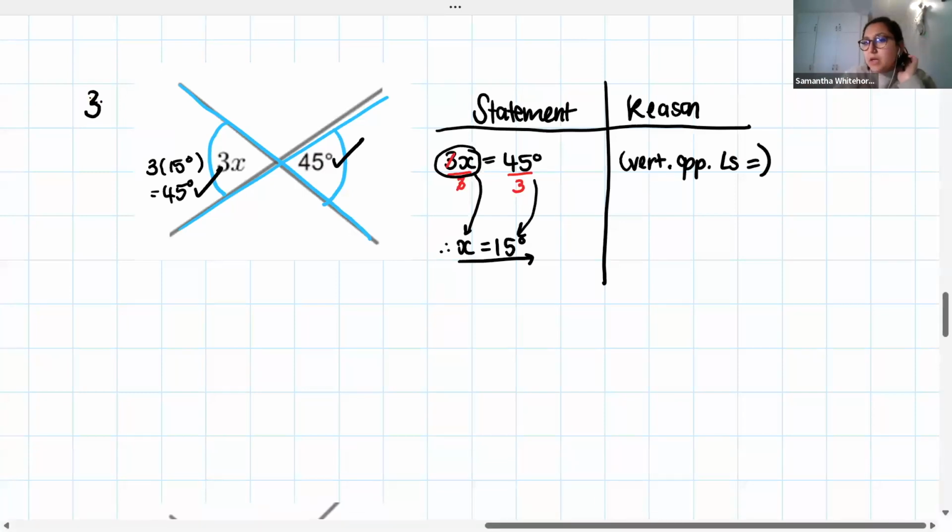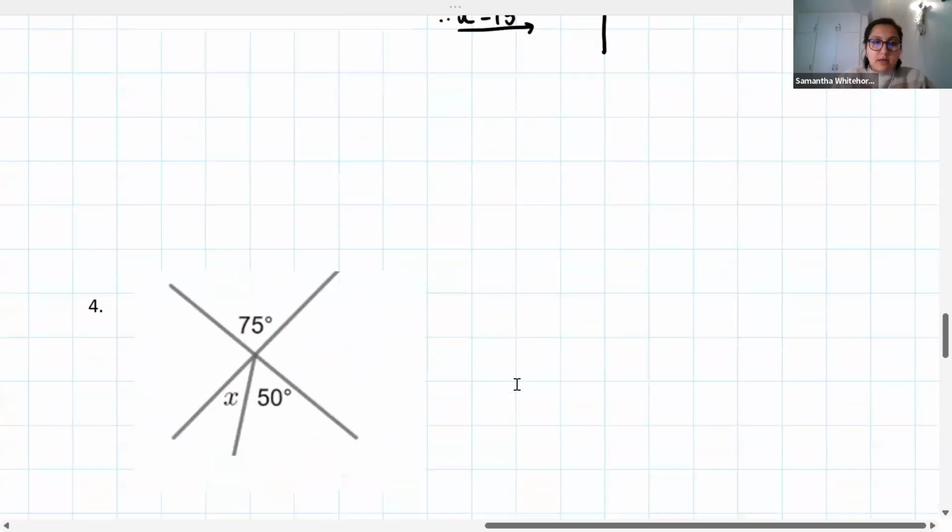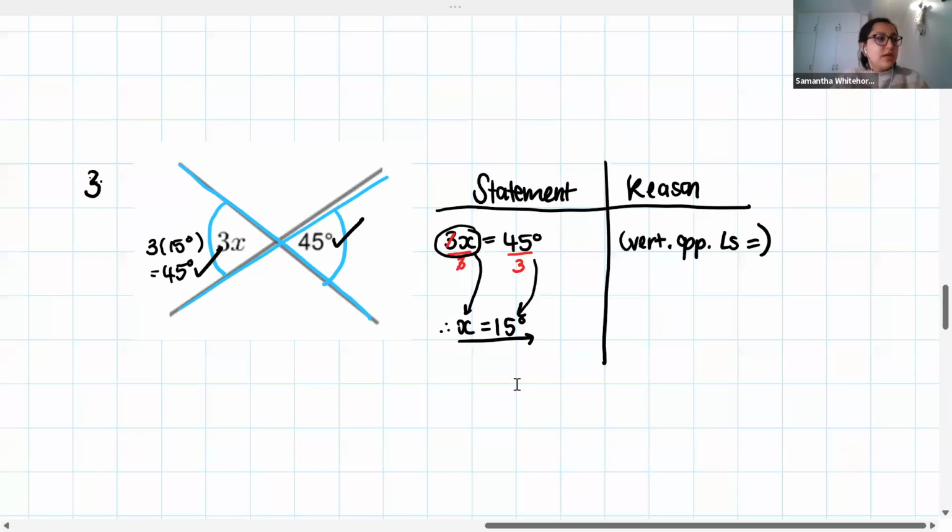There's another question here: no, we can't say they intersect each other, because even though the lines are intersecting with each other, that isn't a geometric reason. We do need to specifically say vert-op angles equal. Take your screenshot of this one, and then I'm going to move over.